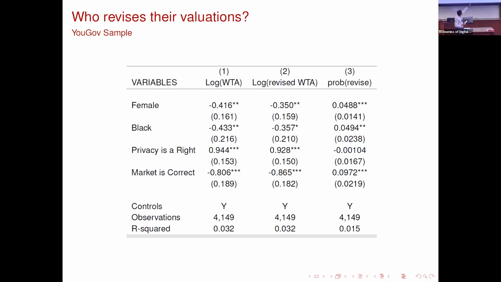And once the updating happens, looking at column 2, the valuations post the information treatment, the gender and the race differences still continue to persist. So there is some updating for these demographics, but the gap between them and the other groups doesn't go away even after the updating.